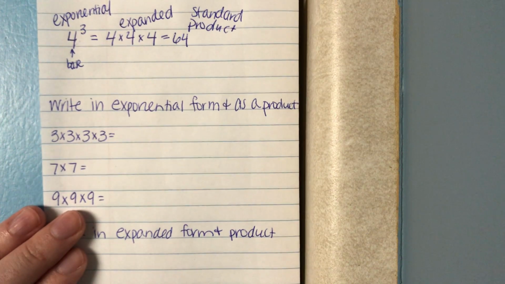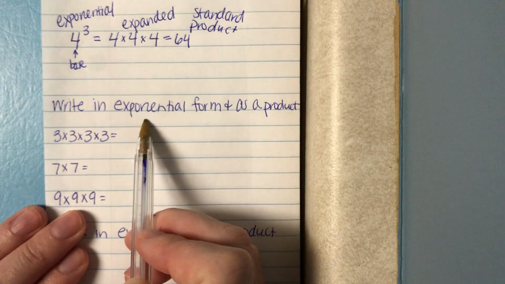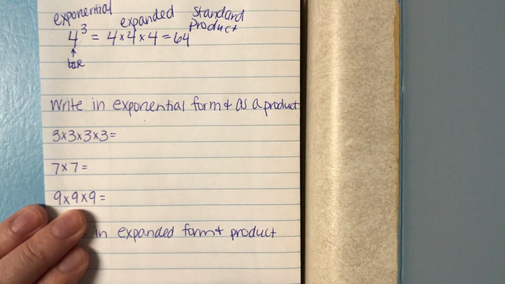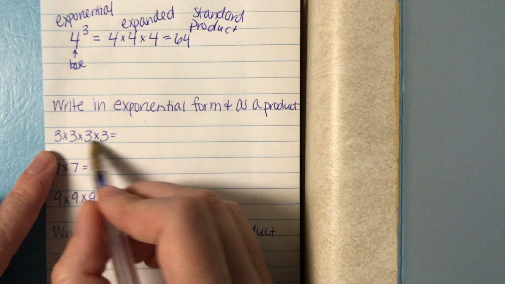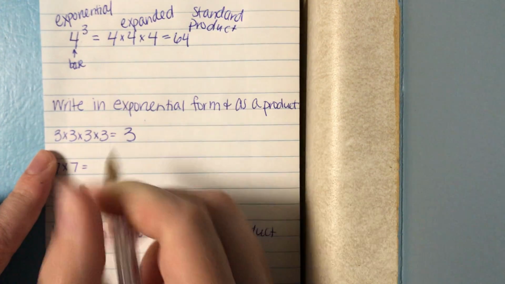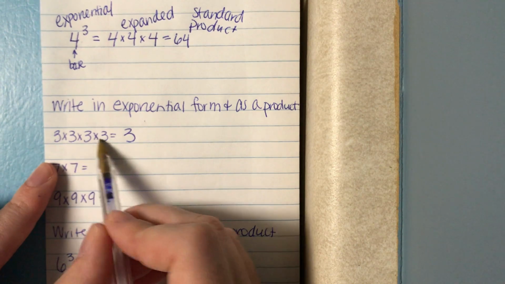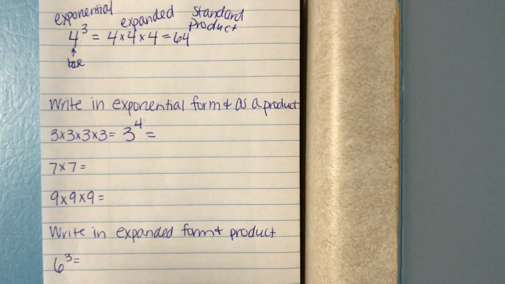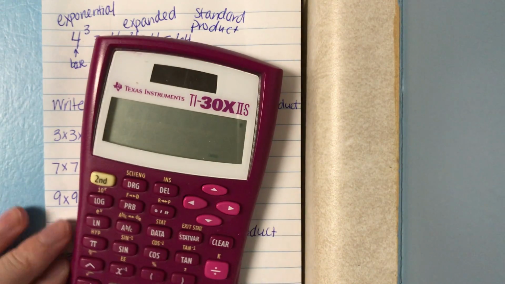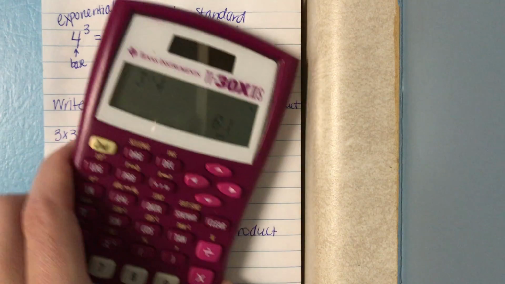Okay, so next part says, write in exponential form and as a product. So exponential form, we're writing it as an exponent. I have 4 3's here. Remember, this is going to be my base number, so I'm going to have a 3. And then my exponent is how many times I'm multiplying that 3. So 1, 2, 3, 4, so 3 to the 4th power. And then my product, my answer, I'm going to be doing 3 to the 4th power in my calculator, and I got 81.